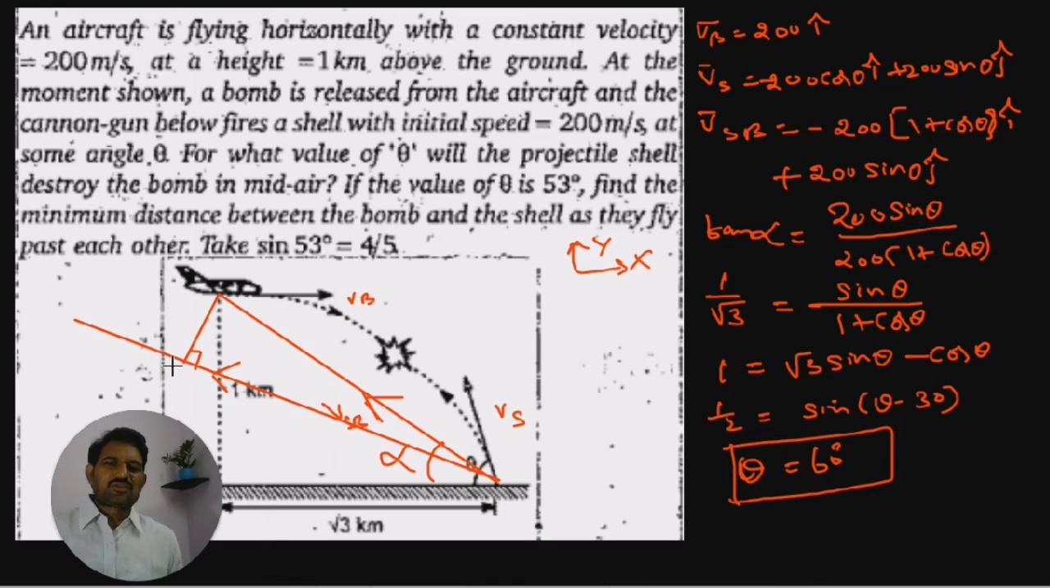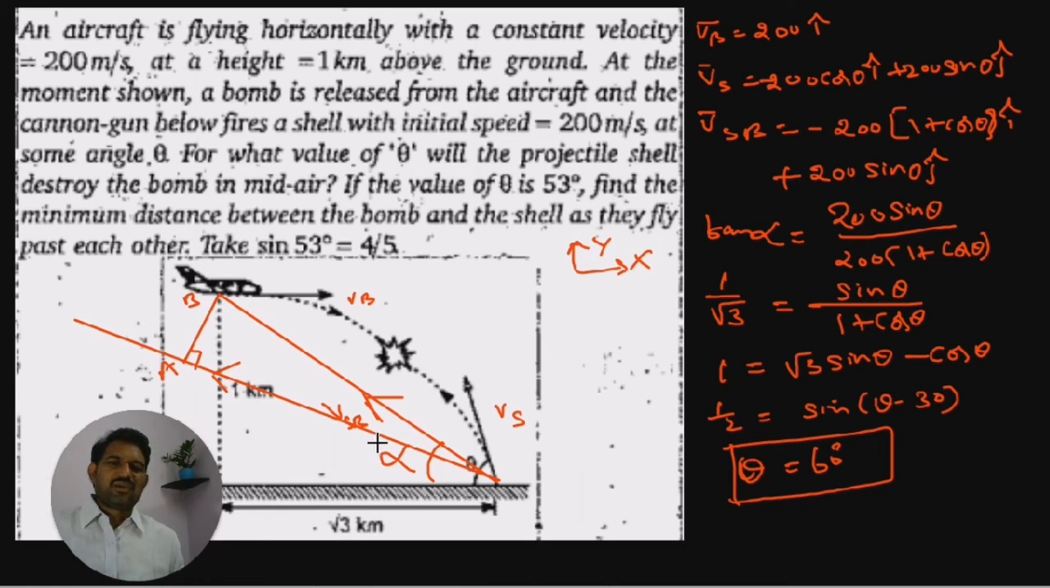Suppose this is bomb B here and this is a point A, let us consider. Now AB is nothing but our shortest distance that we need to find here. Such problems we already solved. And here the relative velocity calculation is also over. You just need to calculate this distance by using trigonometry.